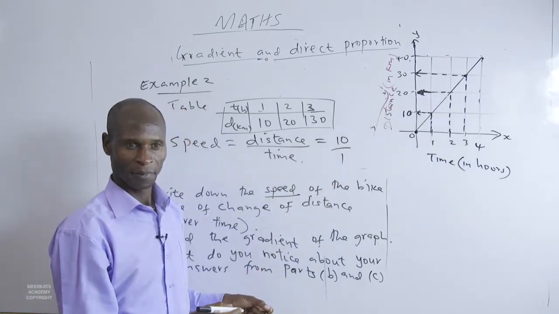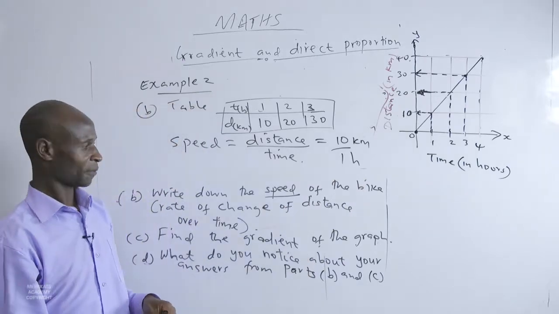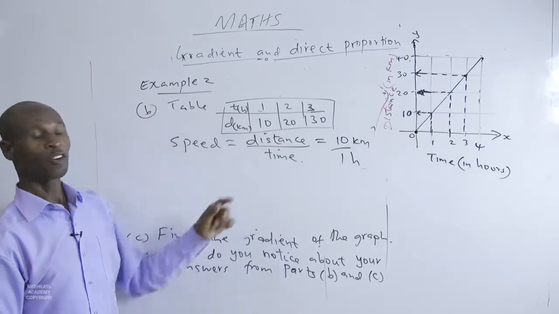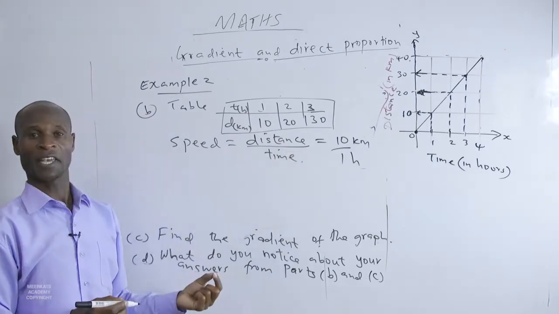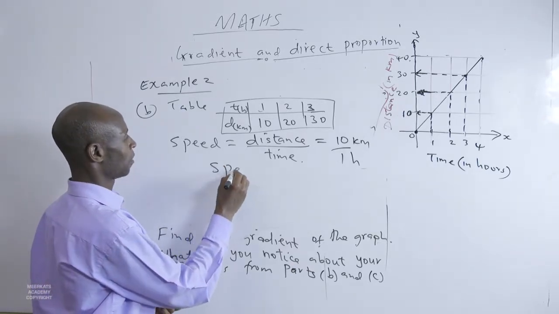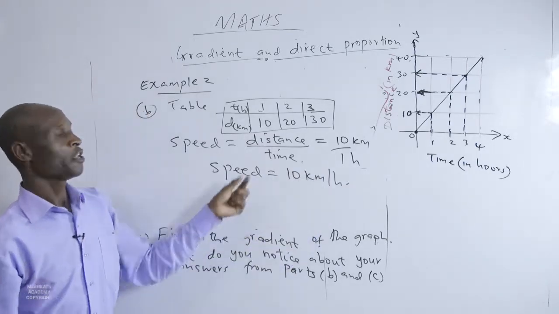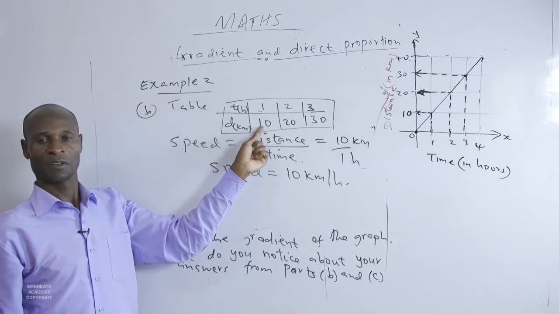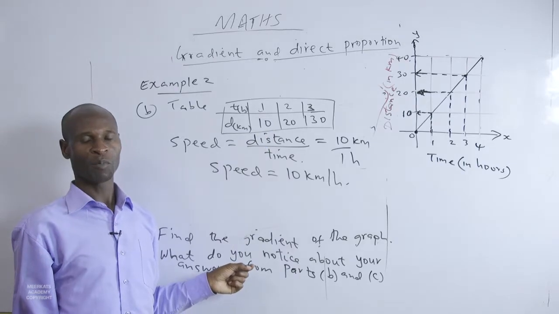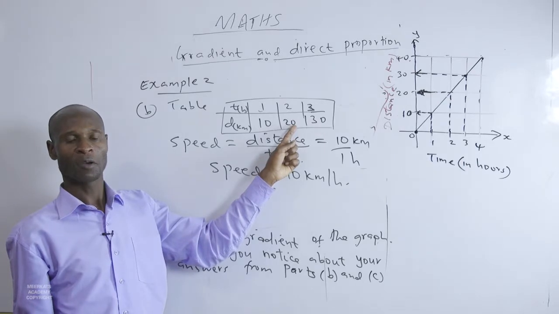10 over 1. And 10 is in kilometers, 1 is in hours. So from here, we can conclusively say that the speed is 10 kilometers per hour, if we use the first values from the table. Suppose we use the second values from the table, that is when time is 2 hours and distance is 20 kilometers.